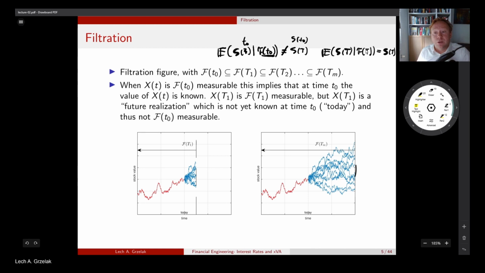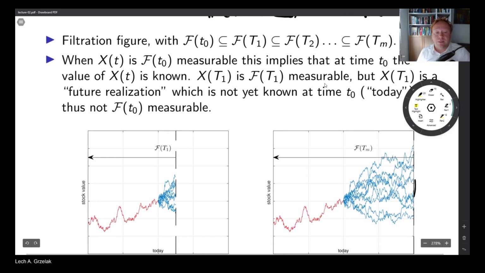So this filtration here is the filtration as we would be, let's say, a year or 2 years or 5 years later than we are today. So from that perspective, this is indeed measurable, so it's known. But from today's perspective, this is still a stochastic quantity. So although it's measurable, it is still stochastic.